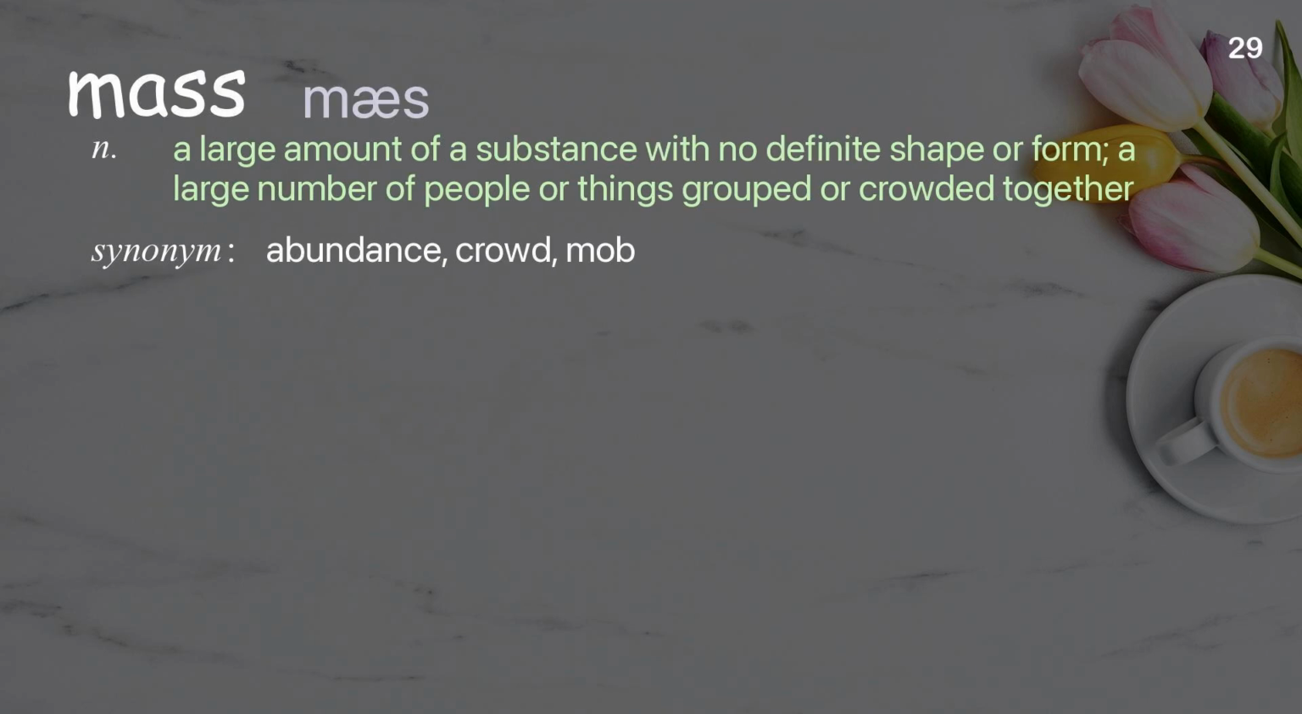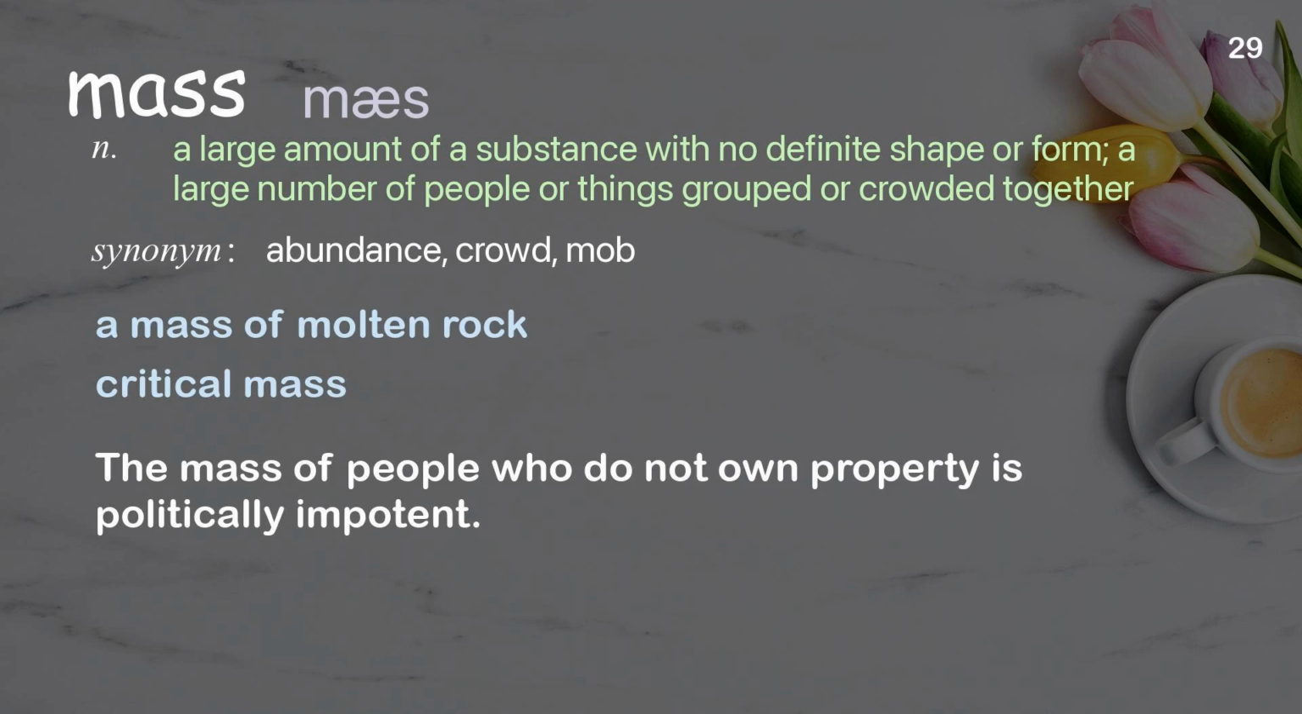Mass: a large amount of a substance with no definite shape or form; a large number of people or things grouped or crowded together. Examples: A mass of molten rock. Critical mass. The mass of people who do not own property is politically impotent.